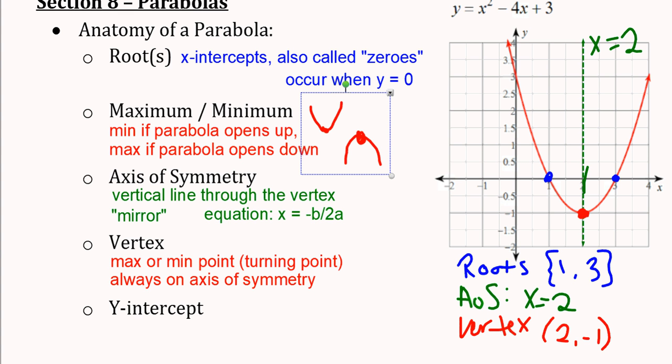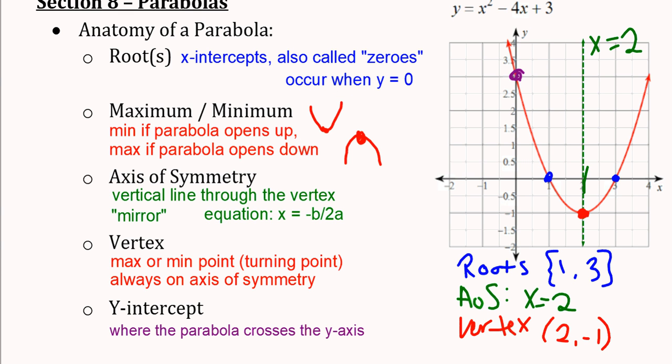The last piece I want to talk about is the y-intercept. We've already talked about the x-intercepts. The y-intercept, of course, is where the parabola crosses the y-axis. So in this case, up here at positive 3 is going to be my y-intercept. So the y-intercept is 3. And again, if I don't have a picture, I can still find it because this is where x is equal to 0. So we've got roots of 1 and 3, axis of symmetry at x equals 2, a vertex at 2, negative 1, which by the way is also a minimum value for us here, and a y-intercept at 3.